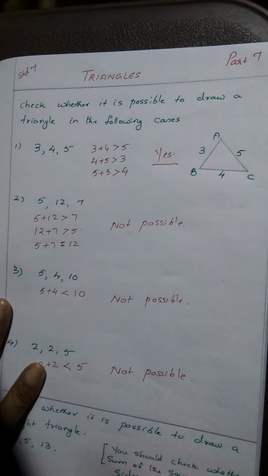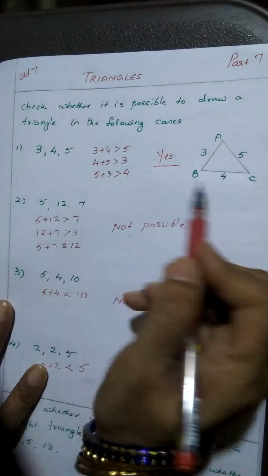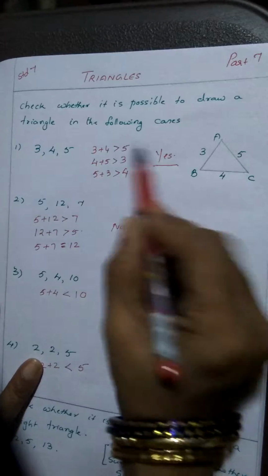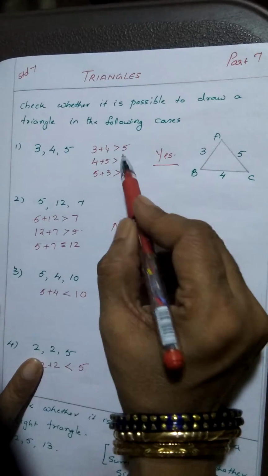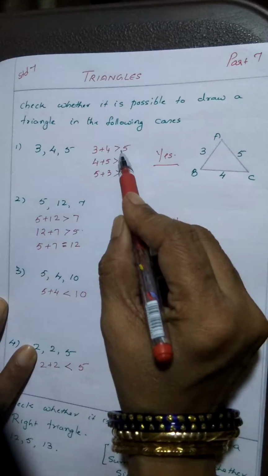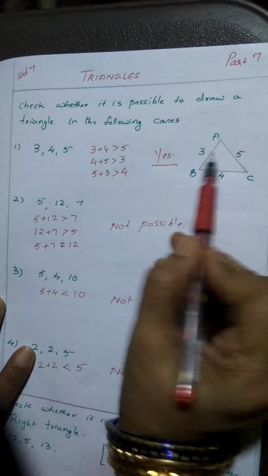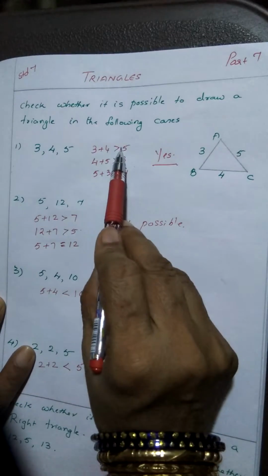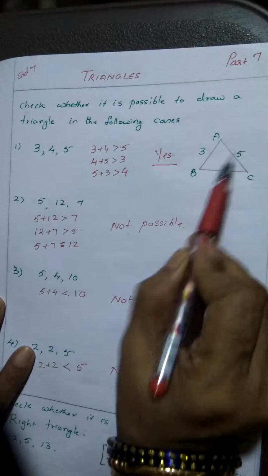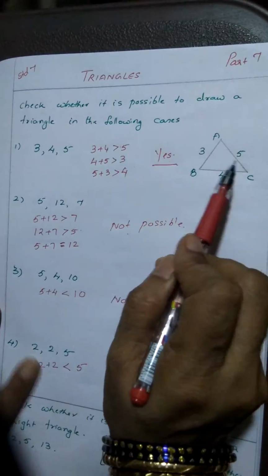So we have learned the triangle inequality theorem, which says that the sum of two sides should be greater than the third side. So we have three options. All three options have to be satisfied, then only can it form a triangle. So here, 3 plus 4 is greater than 5, 4 plus 5 is greater than 3, and 5 plus 3 is greater than 4. So this can form a triangle.